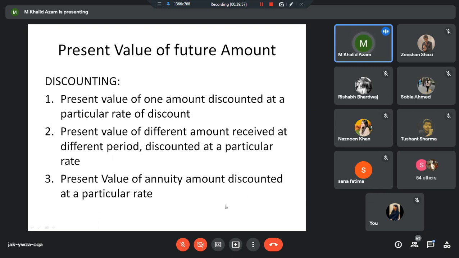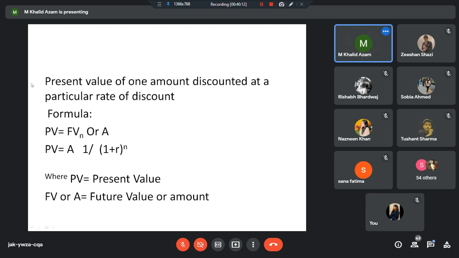That type of calculation, if the amount is the same, this annuity concept will be applied. So these are the three different conditions in which we will have to understand how the discounting is going to take place. Now coming to the first one: present value of one amount discounted at a particular rate of discount. Formula: here we are not writing future value, because this is the present value in which we are interested.